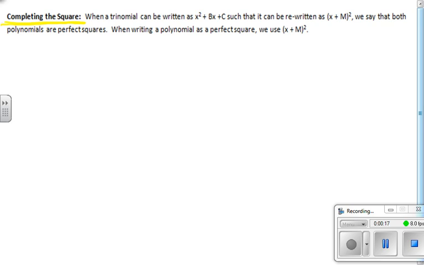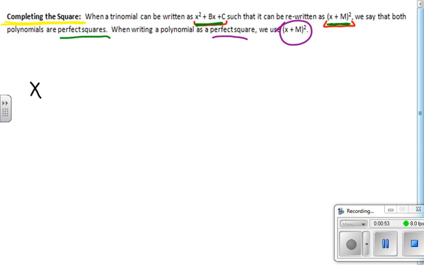A perfect square is any time that we can write our trinomial, x squared plus bx plus c, in such a way that we can rewrite it as x plus m squared. So if we can factor this piece over here into this, then we call it a perfect square. And anytime that we are looking to write a polynomial as a perfect square, it's always best to use the actual binomial squared. This sounds a little confusing. I'm going to show you a couple examples of how this works.